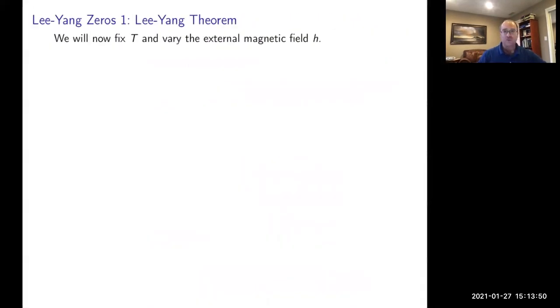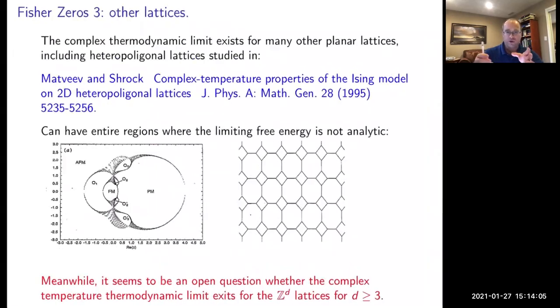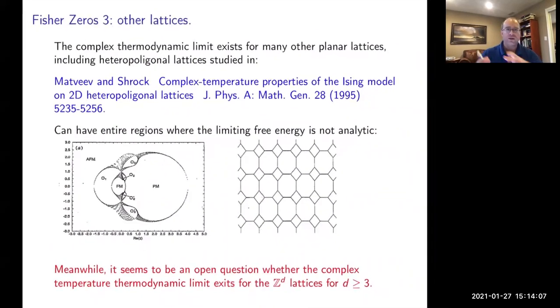So now I want to switch to, instead of having H equals 0 and varying T, I'm going to fix the temperature and vary the external magnetic field. This is the perpendicular direction. Before, remember the picture with the specific heat, that was the thing you study with these Fisher zeros. Now I'm going to try to describe those curves for magnetization where you have a jump, or a critical exponent, or an analytic behavior.